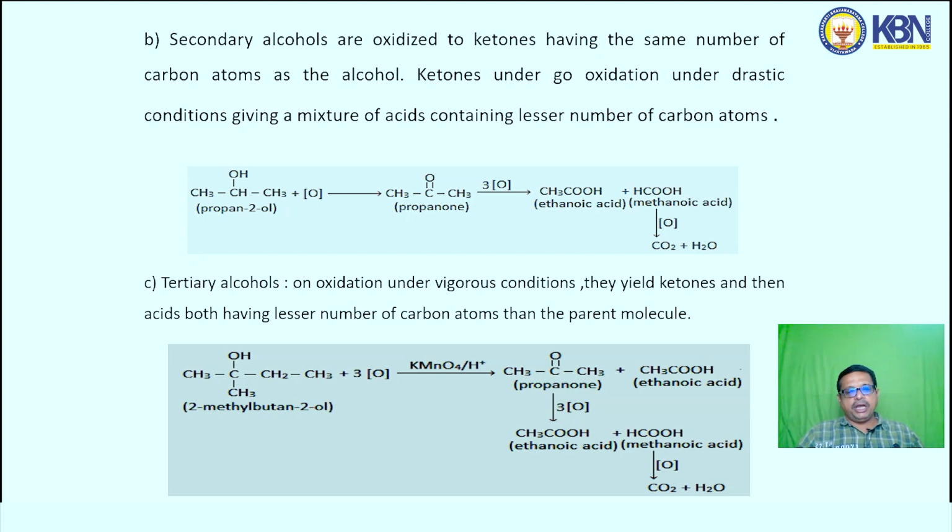So when a tertiary alcohol, that is 2-methylbutan-2-ol, undergoes oxidation under vigorous conditions, it yields ketone and acids. So both of these have fewer carbon atoms than the parent molecule 2-methylbutan-2-ol.